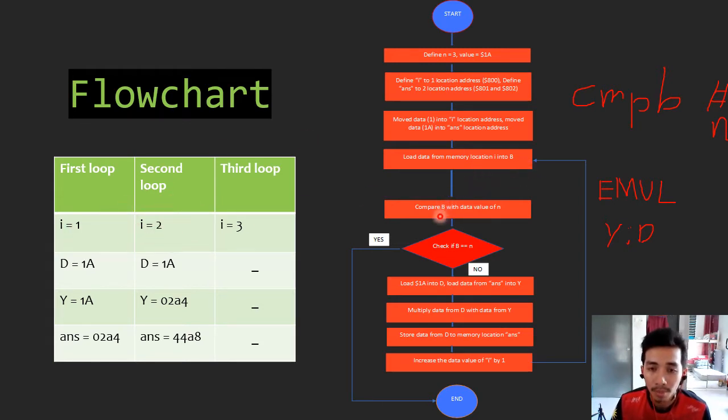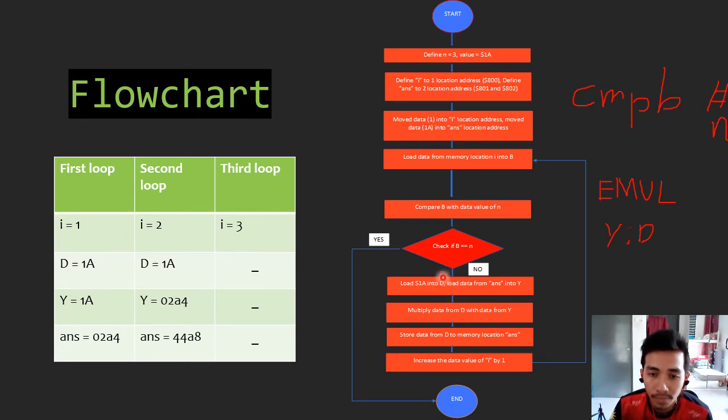Then it compares again B with N. Is B equal to N? The new B will be 2, and N is still 3. So the answer is no, and it will continue to calculate.